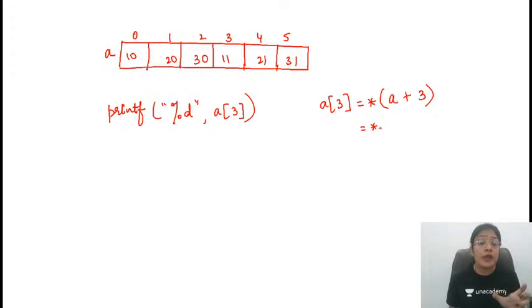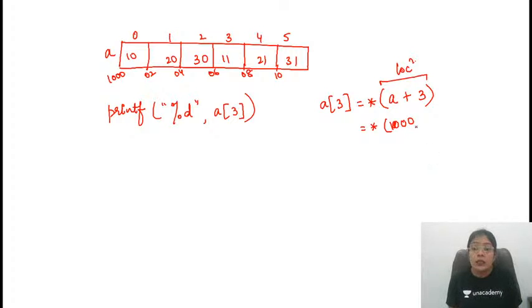What does asterisk mean? Value at some location. So a plus 3 will return some location. Here, a returns the base address. Let's assume that the base address is 1000. The next elements are at 1002, 4, 6, 8 and 10. Now 1000 plus 3. Should I write 3?